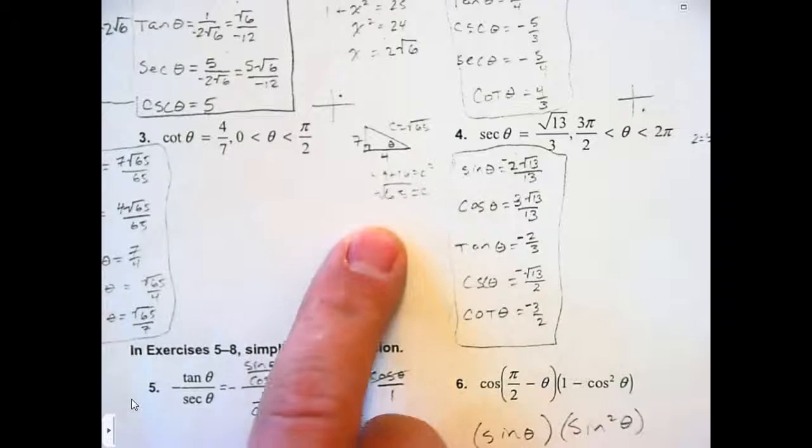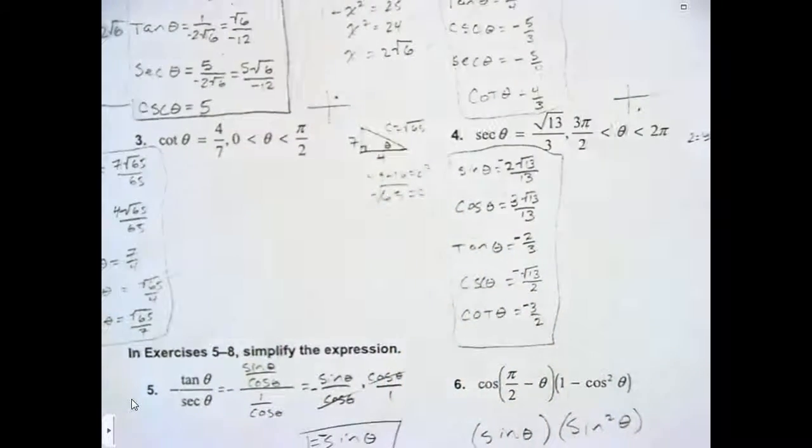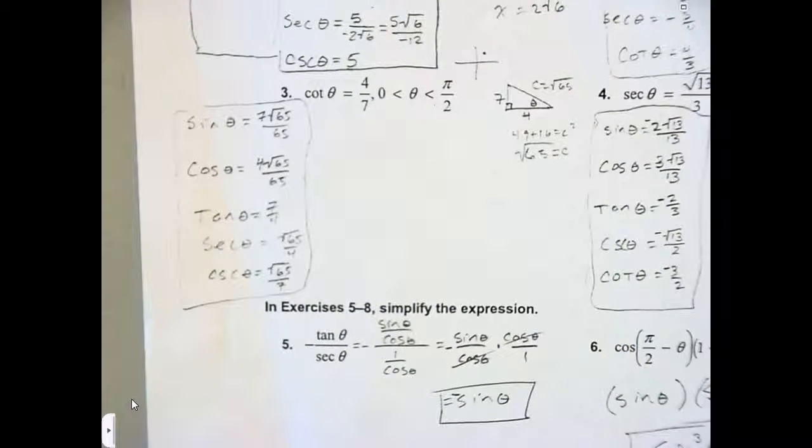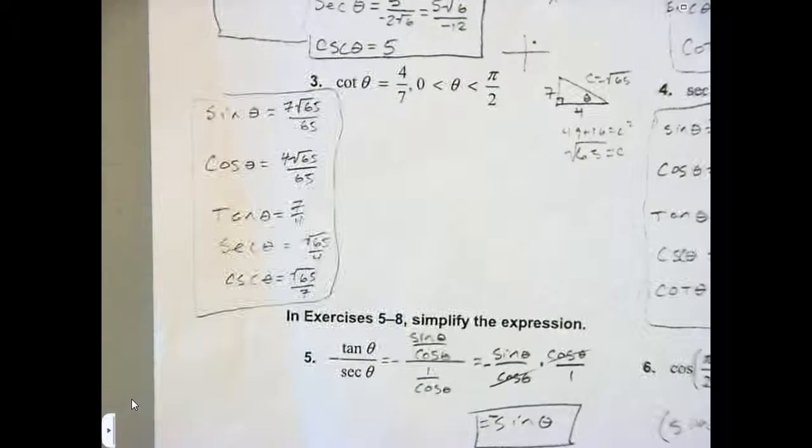You have C is root 65. And so when you put all that together, you get sine is 7 root 65 over 65. I did not show how to rationalize it there. I just assume we can do that. Cosine 4 root 65 over 65. Tan 7/4, secant root 65 over 4, and cosecant root 65 over 7.